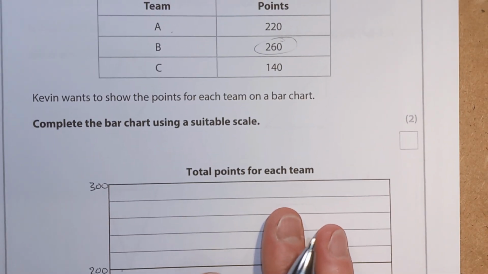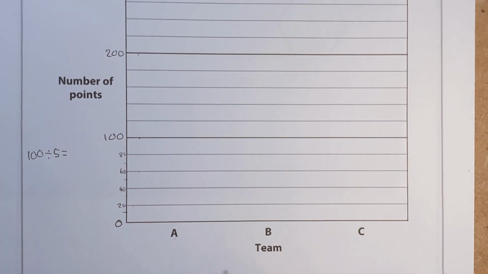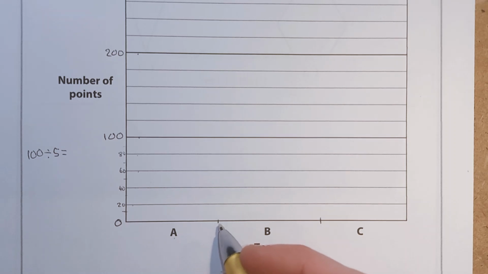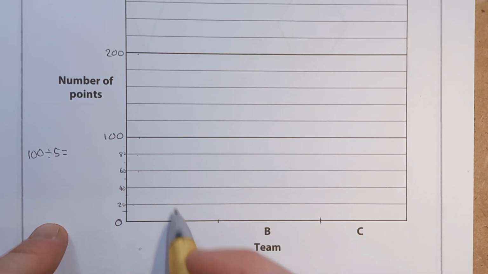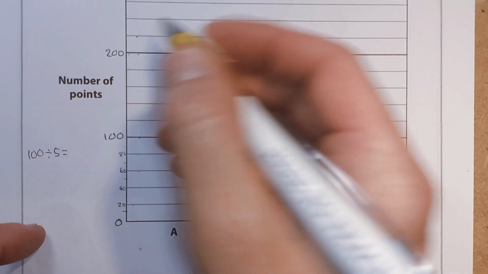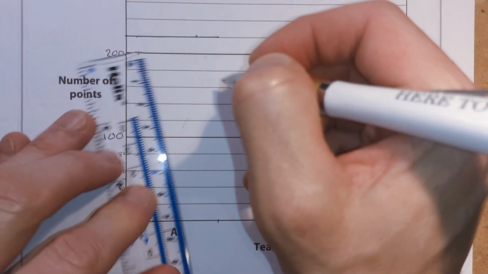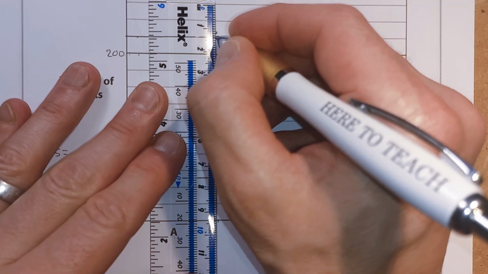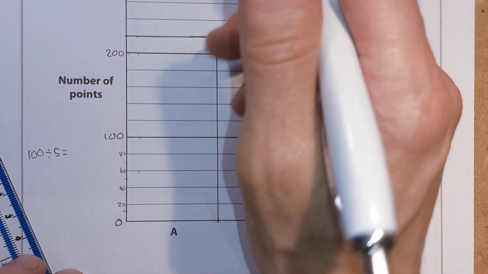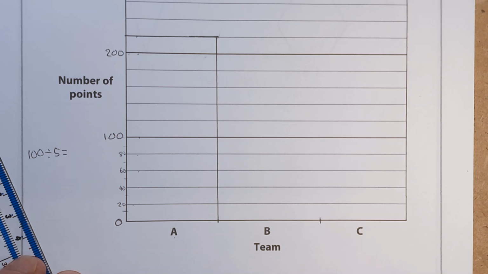So for Team A, we need a bar that goes up to 220 points. I'm just going to make these nice big wide bars. So we need 220. Well, this is 100. This is 200. And we said each of these is 20. So this would be 220 up here. So I'm going to draw a line across and a line down. I'm going to have my bars touching. It's up to you if they're touching or if you want to have them narrower, that's fine. But just try to make all your bars roughly the same width.